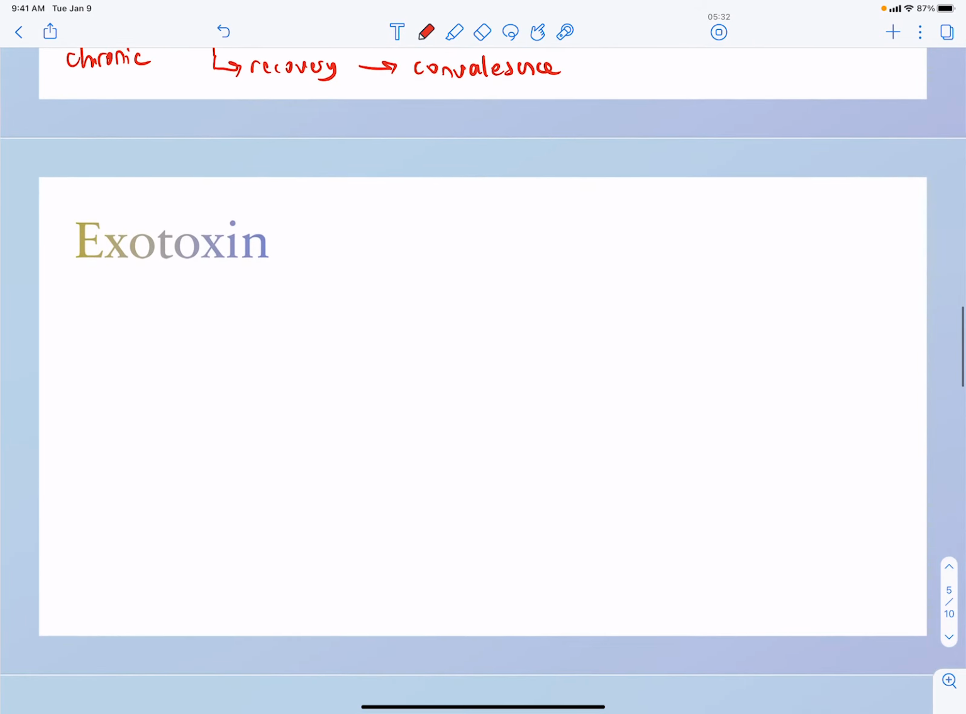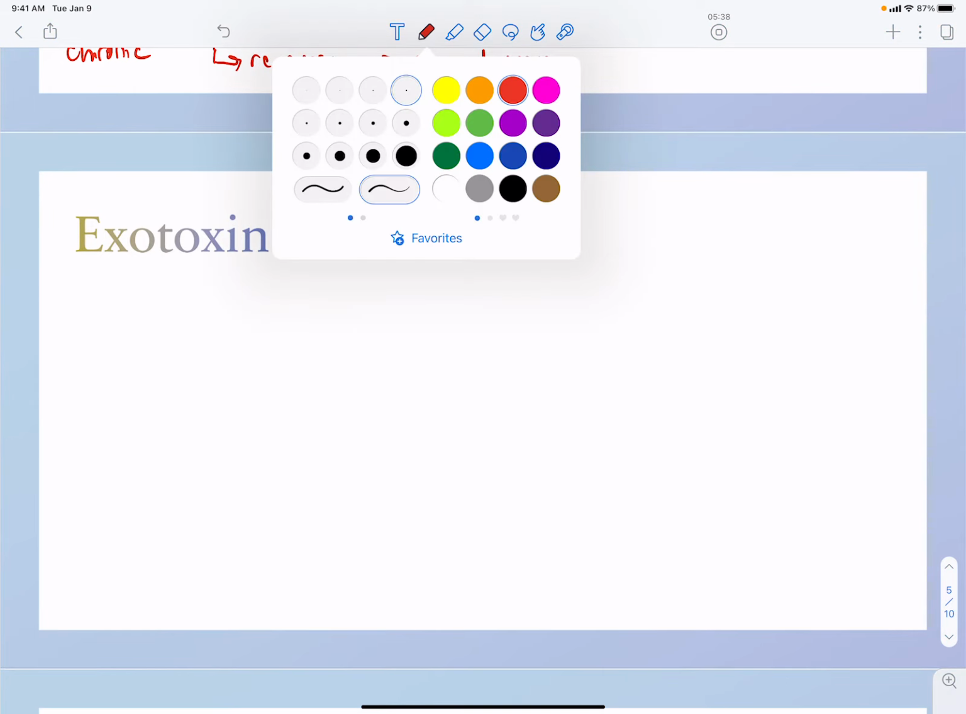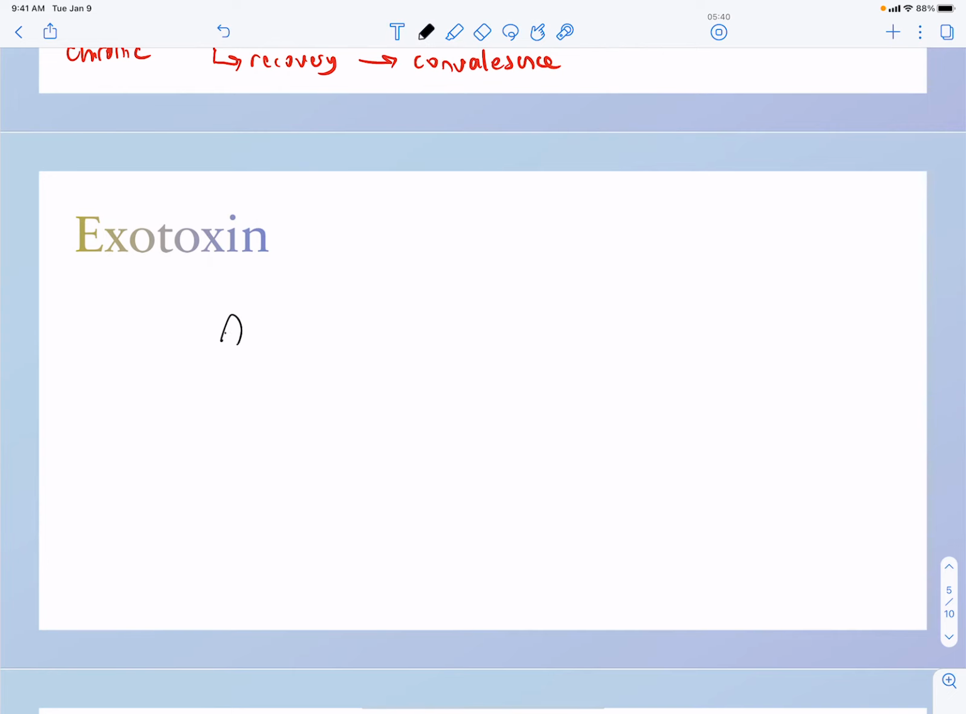Now, just really quickly about exotoxins. We're going to talk about exotoxins in just a moment. Exotoxins are going to be relatively straightforward with respect to how they work. They're an AB toxin, and the A is going to be the active portion, and the B is going to be the binding. So this is the specificity.